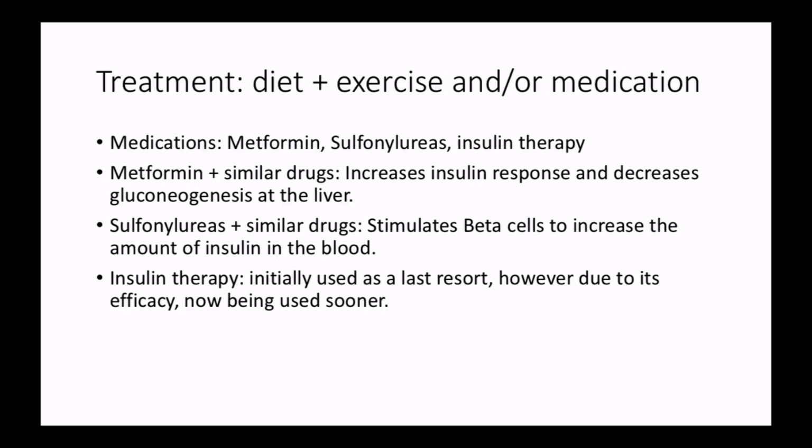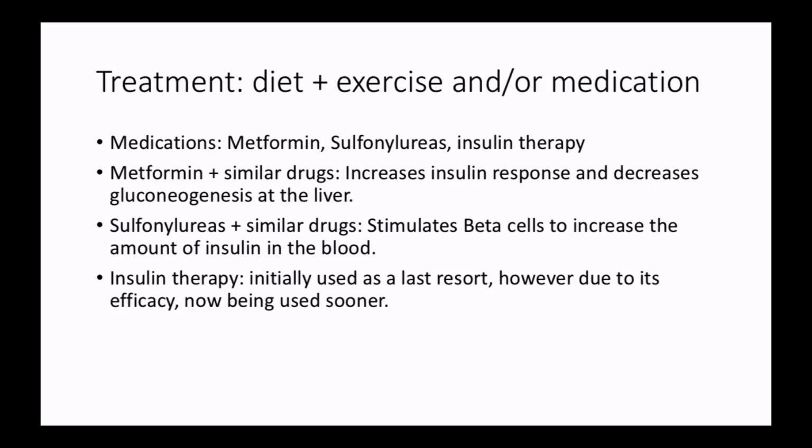So the treatment for it usually tends to be diet and exercise, and if that fails, they'll start to use medications. The most common medications are these, and there are also similar variants of them, known as metformin, sulfonylureas, and then they're also starting to use insulin therapy, which I thought was very interesting. Metformin and all the other drugs that act by a similar mechanism increase the insulin response and decrease gluconeogenesis at the liver. So we're going to become more responsive to insulin, and we're going to make less glucose at the liver.